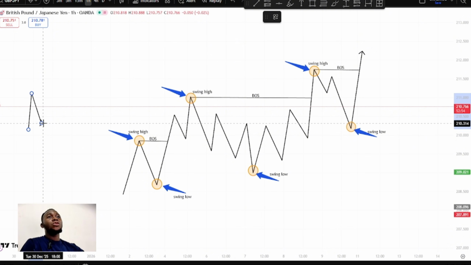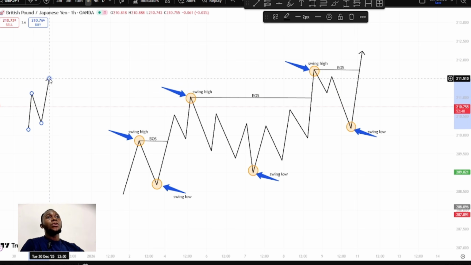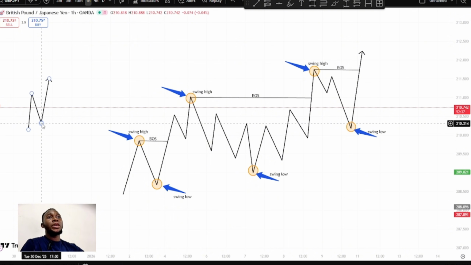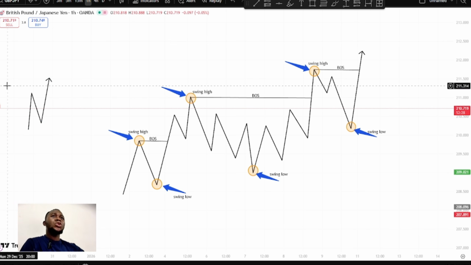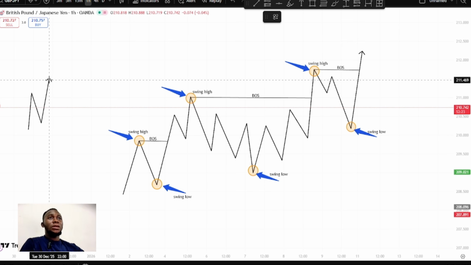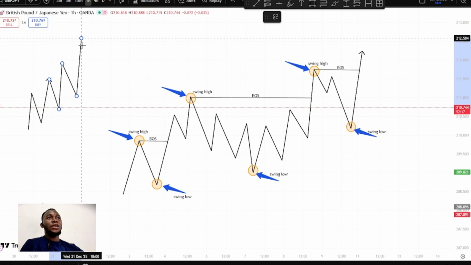The whole concept of a valid break of structure is for this swing low that has been formed here to take out the next swing high. We expect this swing low here to take out this swing high, for us to have a new break of structure to the upside. But sometimes the market does retrace. The market does not just keep moving like this, and so on and so forth. That's not how the market actually moves in real time, like I was trying to explain.